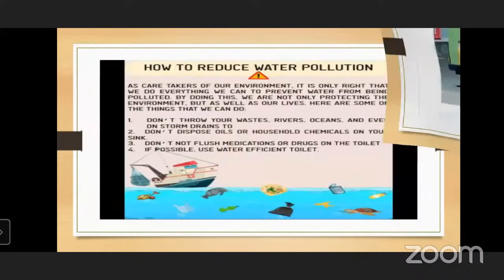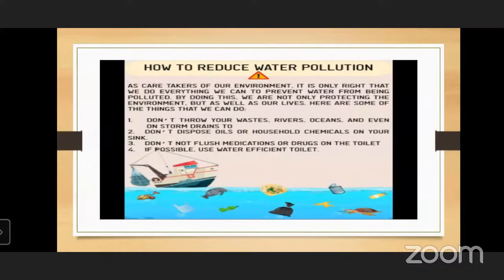Okay. Now we have seen regarding road transport, but now we have to see how to reduce water pollution. Yes, we have to reduce our water pollution. Can you read it? Yes, but read the first point, the one where I have written number one. That point we have to read.